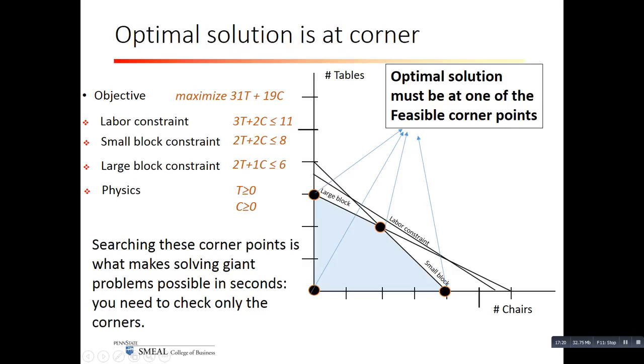For example, what if the price for chairs changes? How does the solution change? What if the total amount of labor increases? How does that change our solution? These are called sensitivity analysis, which is, I would say, as equally important as getting the optimal solution, because most of the time these sensitivity analyses are the place we get our insight from the model.